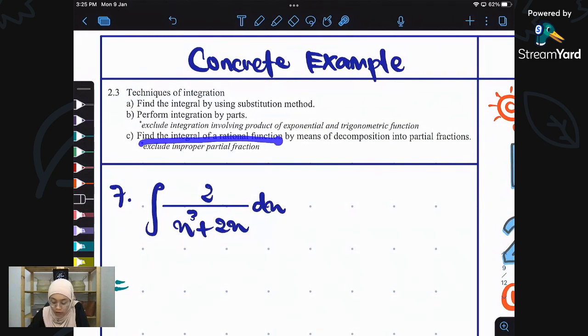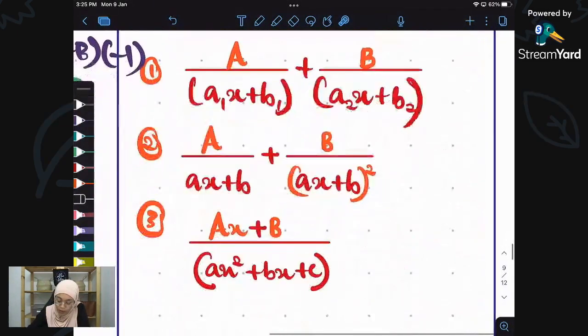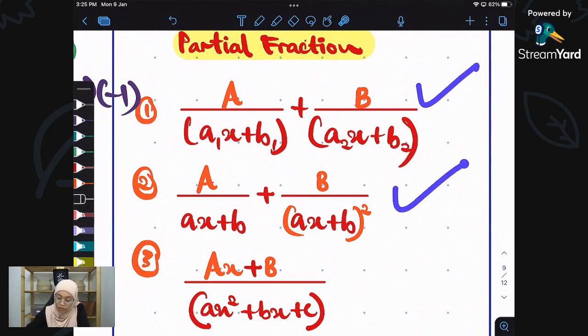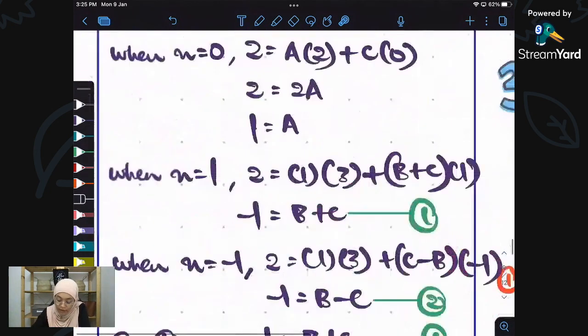Find the integral of a rational function by means of decomposition into partial fractions. So basically the third technique is just by using partial fractions. There are only three partial fractions that are very important for us in this syllabus. Look at my notes below, where I give you the recall of the three partial fractions that you have learned from chapter 6 last semester. If you forgot, please go back to the videos and have a look.